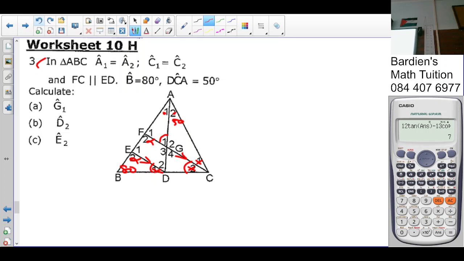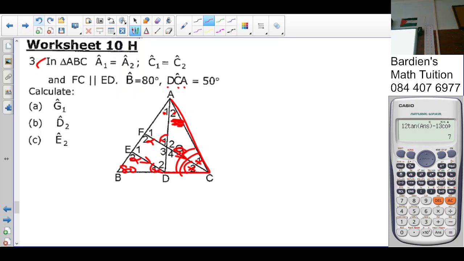Did I make a mistake? Where's the mistake? D, C, A. There's D, C, oops, that's my mistake. Yeah, absolutely correct. D, C, A. So this angle is 50. Okay. So each angle there is going to be 25. So that is not there, so 25 here.